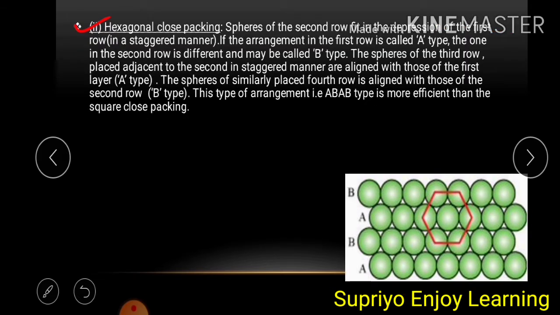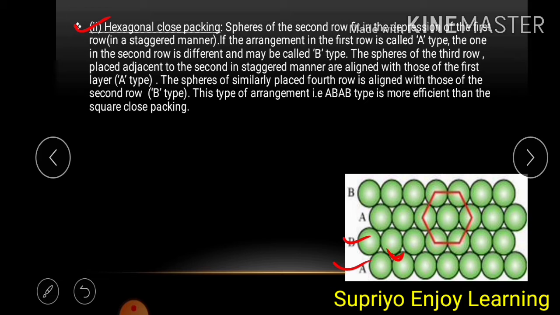In hexagonal close packing, spheres of the second row are placed in the depressions of the spheres of the first row. So the spheres of the second row fit in the depressions of the first row. If the arrangement in the first row is called A-type, the one in the second row is different and may be called B-type.